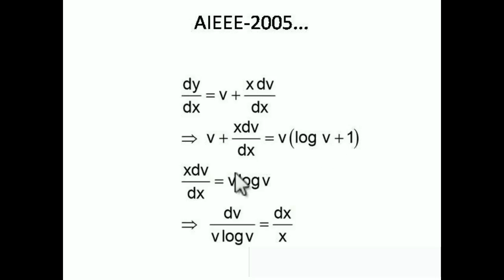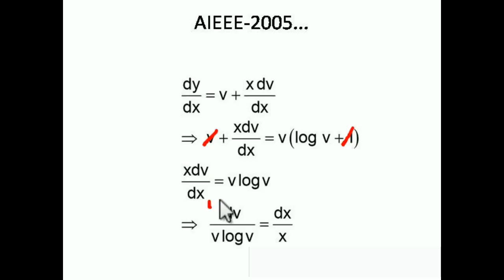Okay, now x dv by dx here, this becomes v log v plus v, and then this v and this v get cancelled out, and we have x dv by dx is equal to v log v. Now variable separable method, this v log v comes here, so dv by v log v is equal to dx by x. Now I just write this as 1 by v.